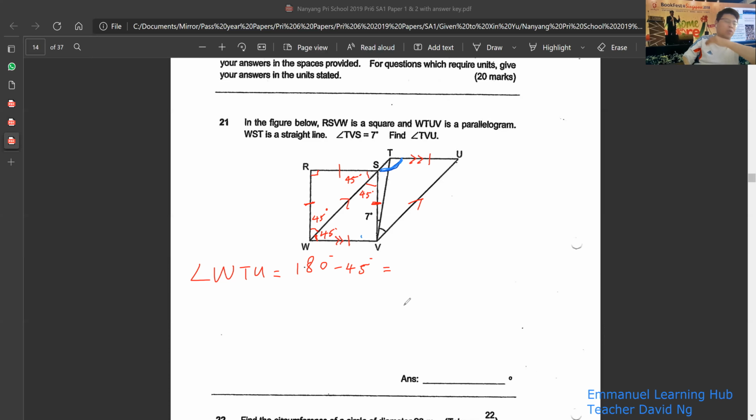So 180 minus 45 equals 135. Okay, this is 135. They're asking for TBU, right? TBU, which is this one.